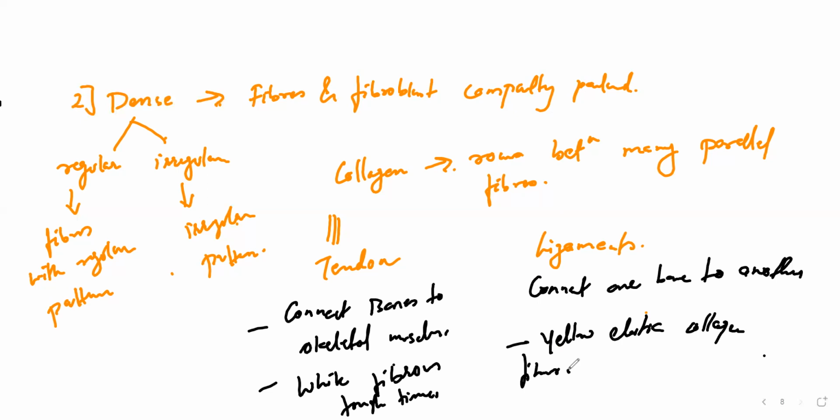Then comes the next one. That is the third type in this. So here, one more thing. Tendon and ligaments, they are the example of what? The regular connective tissue, dense regular connective tissues. Whereas irregular connective tissue means fibroblasts are the examples of irregular connective tissue.